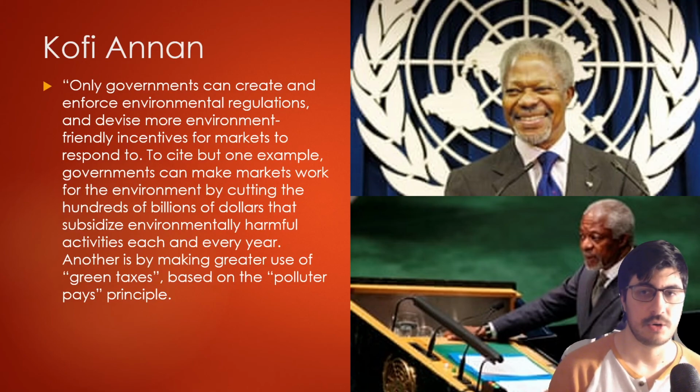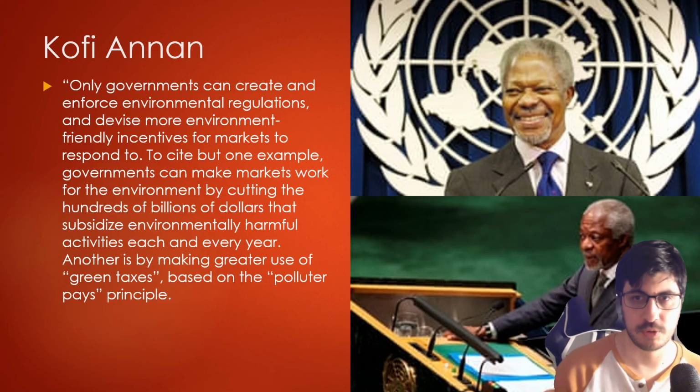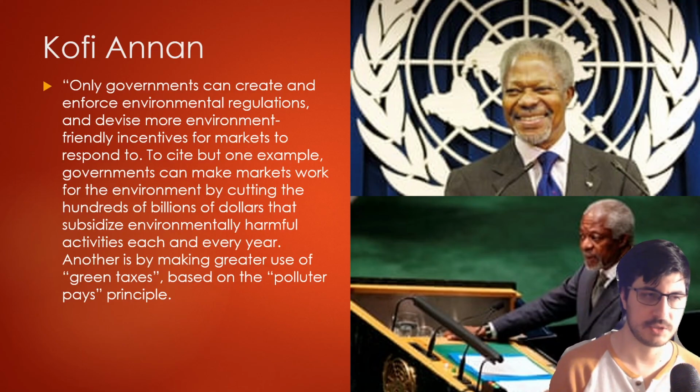Kofi Annan also said only governments can create and enforce environmental regulations and devise more environmentally friendly incentives for markets to respond to. To cite but one example, governments can make markets work for the environment by cutting the hundreds of billions of dollars they spend to subsidize environmentally harmful activities each and every year. Another is by making greater use of green taxes based on the polluter pays principle.